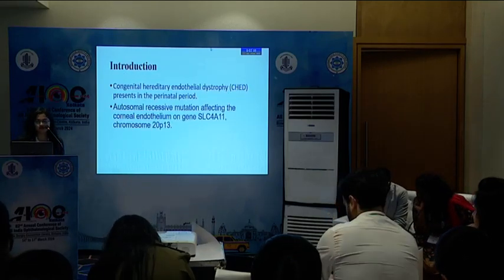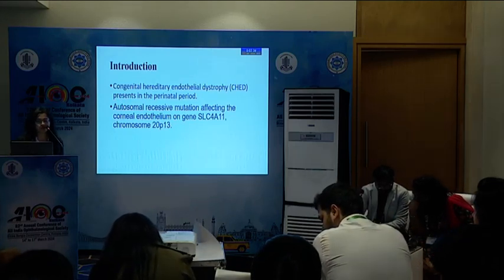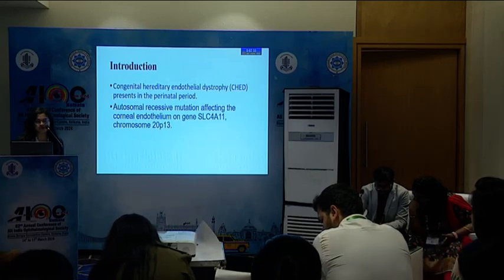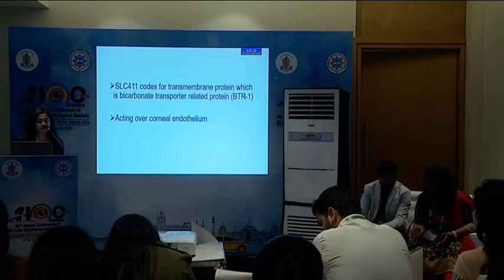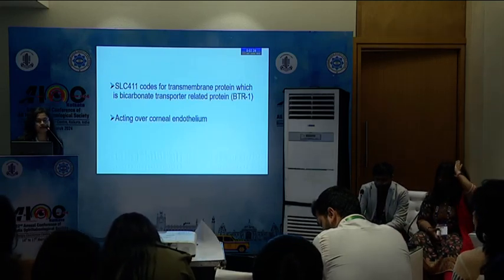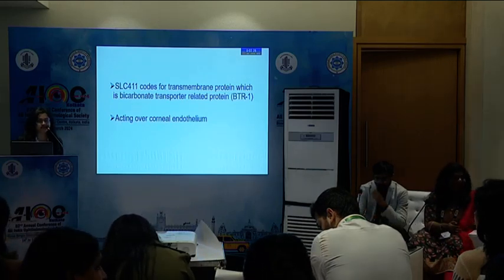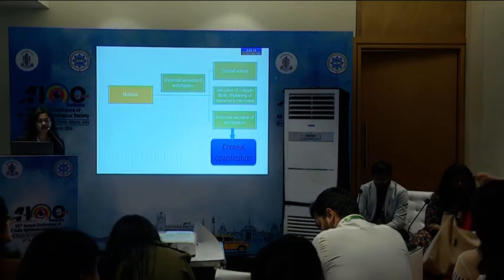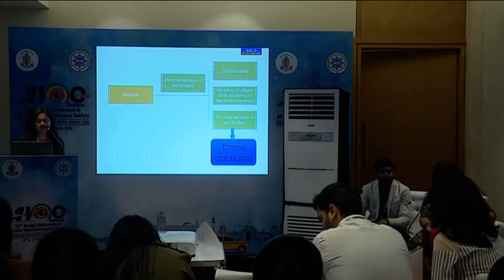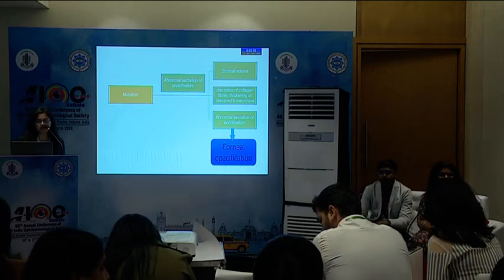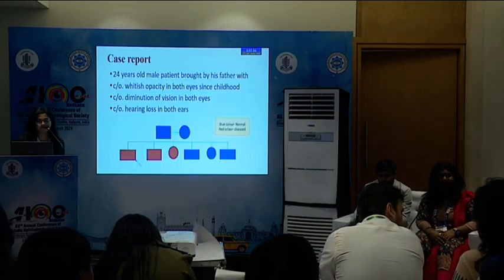Congenital hereditary endothelial dystrophy presents in the perinatal period. It is an autosomal recessive mutation affecting the corneal endothelium on gene SLC4A11, chromosome 20p13. SLC4A11 codes for a transmembrane protein, which is bicarbonate transporter related protein, that is BTR1. It acts on corneal endothelium. On mutation, there will be abnormal secretion of endothelium, which causes stromal edema, disruption of collagen fibrils, thickening of the Descemet's membrane, which eventually leads to corneal opacification.